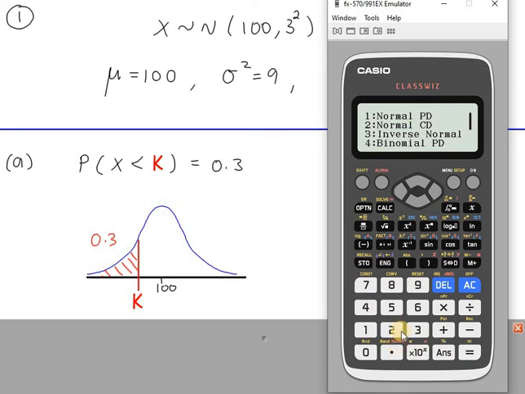So menu option 7, inverse normal. We have to check that the area that we're about to enter here is to the left of this line, the cumulative probability up to this point. So that's 0.3. The standard deviation is 3, the mean is 100, and the value that we're about to get will be k, so 98.4.